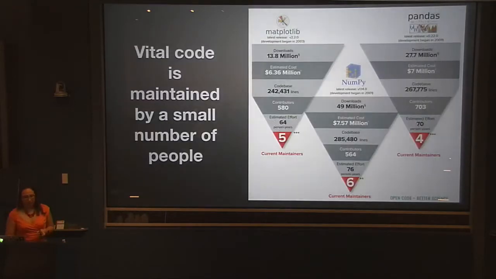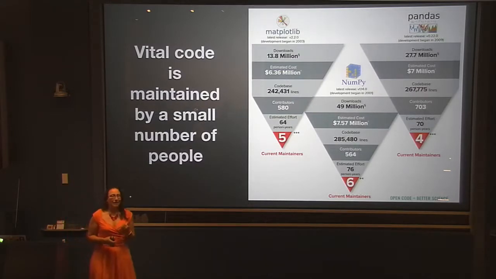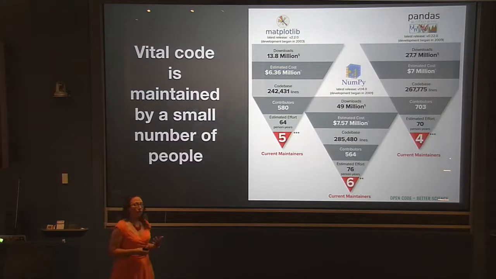There's a problem, though. Some of this most vital code is maintained by a very small number of people in kind of precarious job situations. A lot of these packages were originally developed and maintained by graduate students or postdocs or research staff, essentially in their free time. NumPy has 6 current maintainers. It's great, though. Some of these numbers are impressive, which is the number of contributors, right?